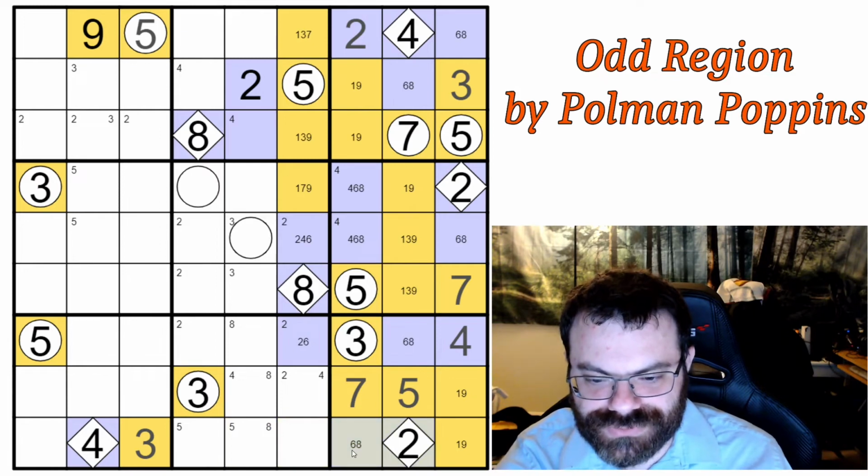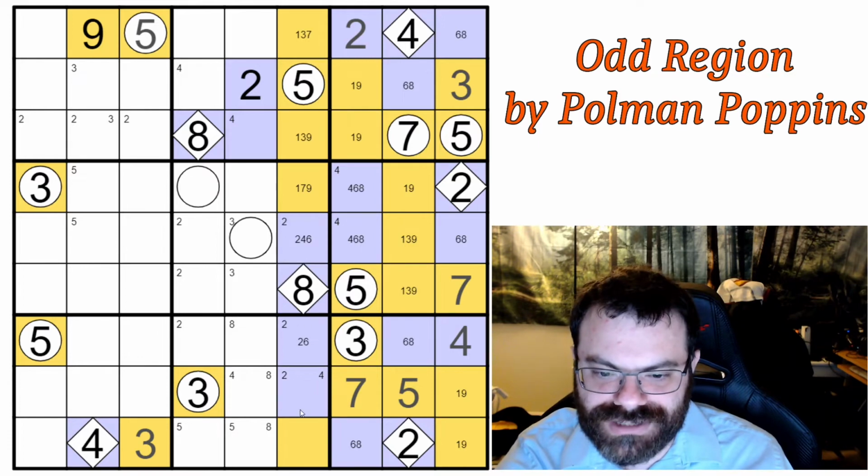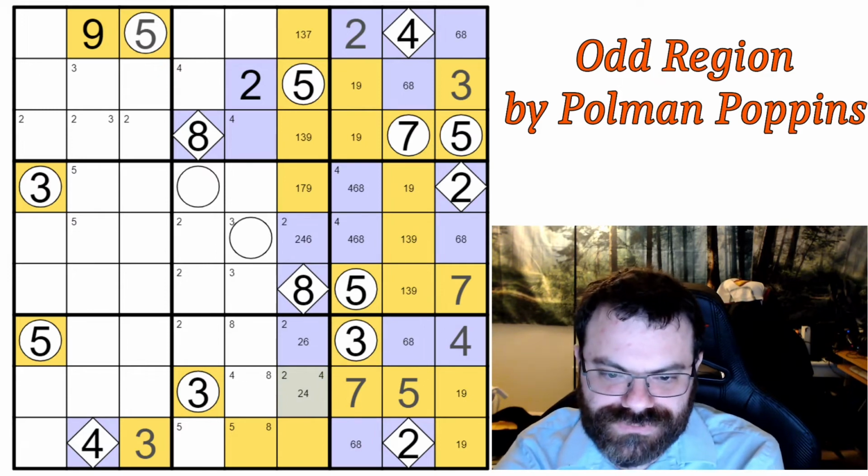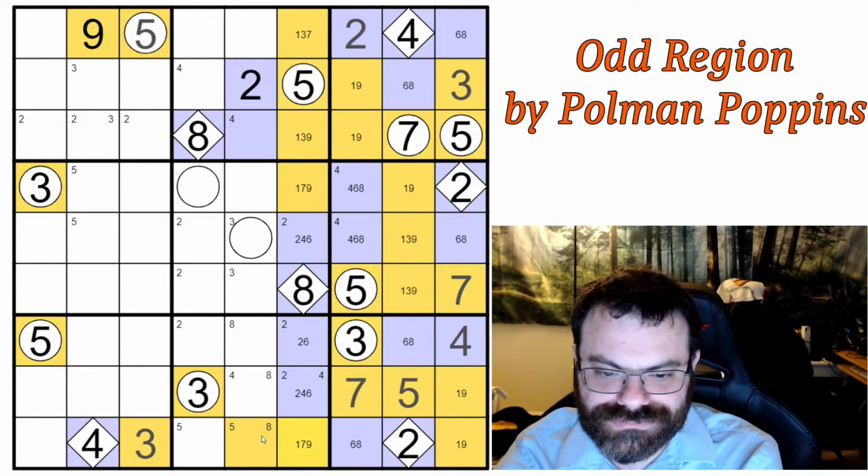Oh, this 2 can't, this has to be odd. Okay. Interesting. So it does block off. This odd has to get out. This is 2, 4, or 6. This is 1, 3, 7, 9. It's not a 3, so it's 1, 7, or 9. This is not an 8 anymore, so the 8's one of these two.